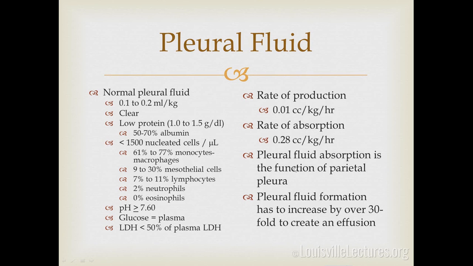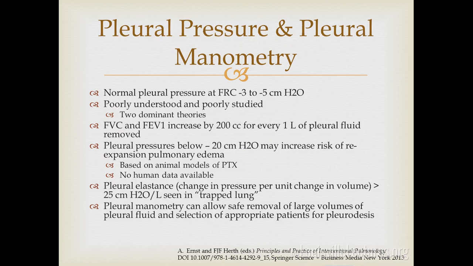So when patients develop a significant pleural effusion, that means there's a severe discrepancy. Pleural fluid formation has to increase by about 30 times the normal in order for patients to start having an effusion. And normally pleural fluid absorption is a function of the parietal pleura, as we saw with those little stomas. Pleural manometry, you'll probably see it being done more at the VA. We do it every now and then, especially in patients with what looks like large, chronic, somewhat loculated pleural effusions.